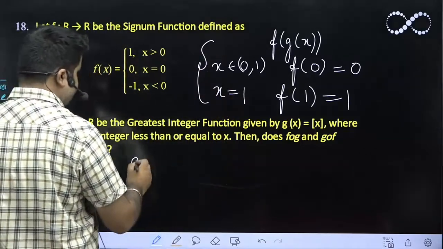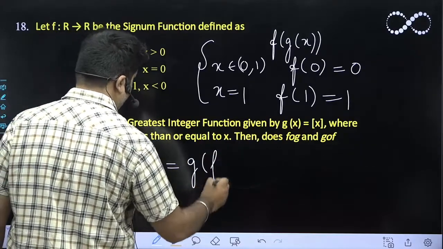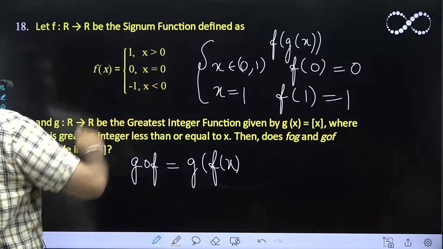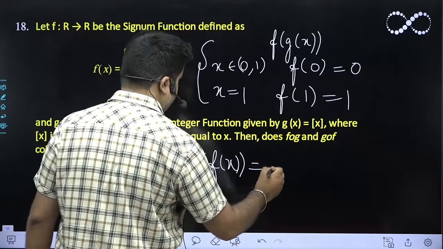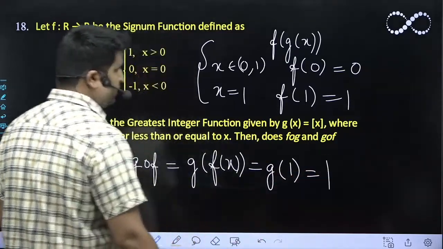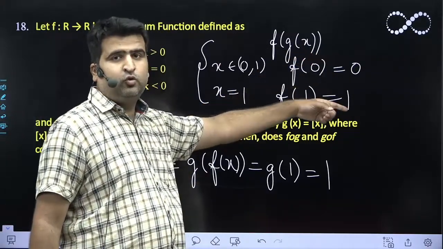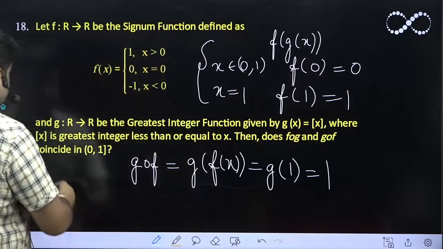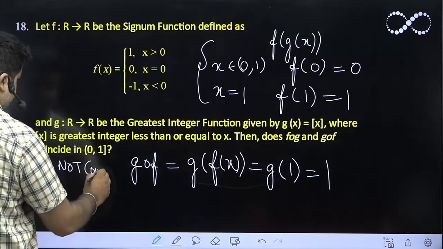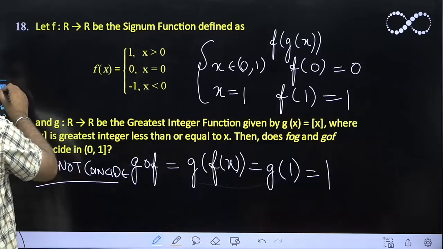Now let's check the definition of g of f of x. So if x lies between 0 and 1, it means x is greater than 0. Therefore, the value of f(x) should be equal to 1. What is g(1)? This will be equal to 1, right? Now, g of f of x is this. f of g of x has two conditions. Therefore, these two are not equal. They do not coincide. Let's see the next problem now.